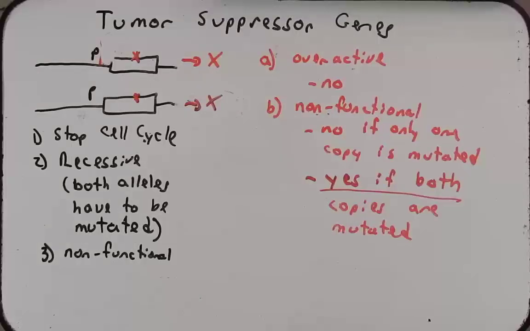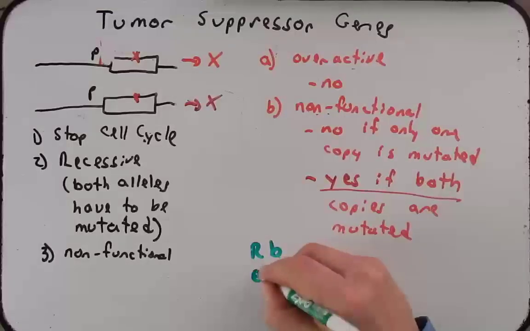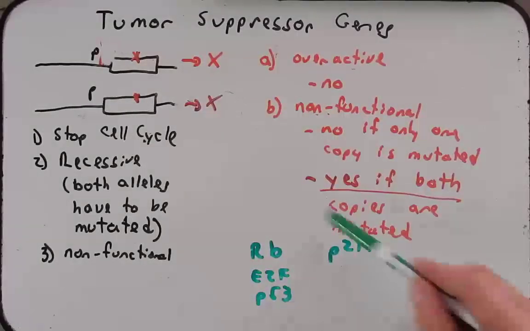All right, now what I want to do is move to a specific example of tumor suppressor genes as we look at a pathway. And the proteins we're going to discuss here are RB, which stands for retinoblastoma, E2F, and P53, and P21. We're going to talk about a pathway that involves all of these proteins. Okay, so now let's consider how some of these proteins encoded by tumor suppressor genes function in regulating the cell cycle, and how when they are mutated, they can lead to disease, such as cancer.